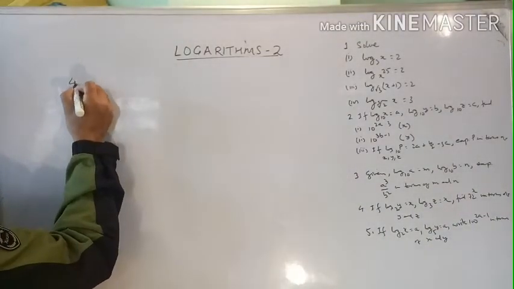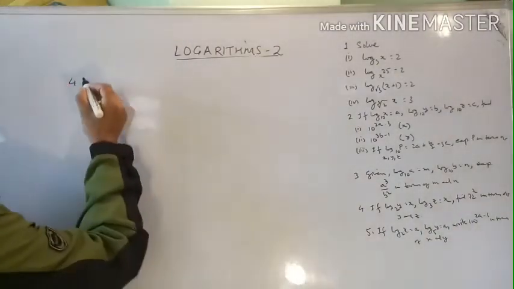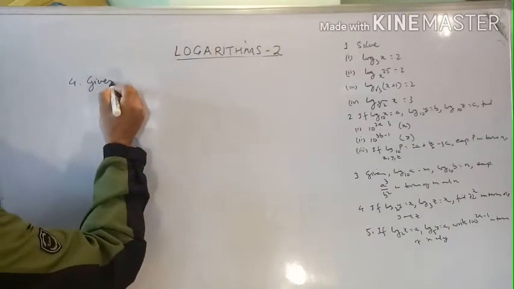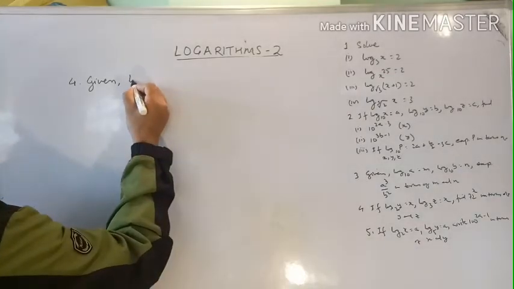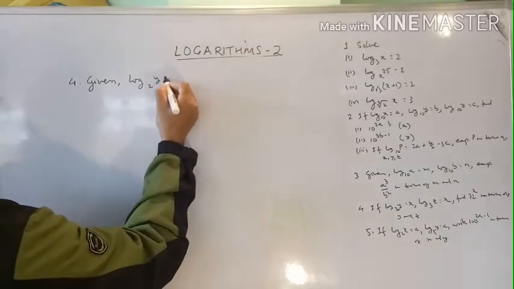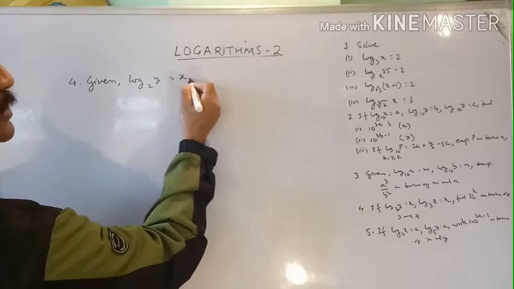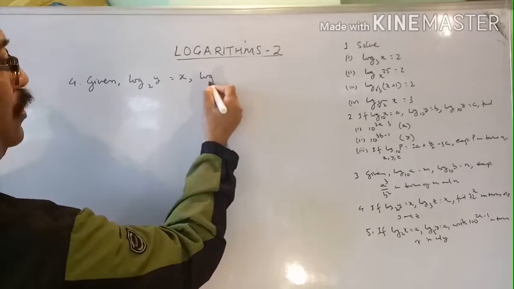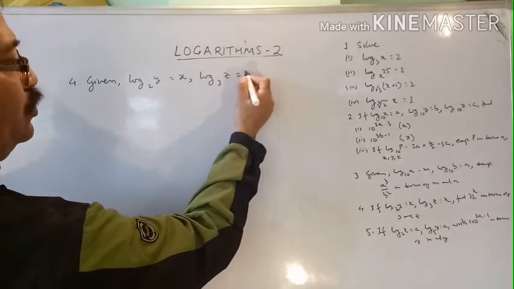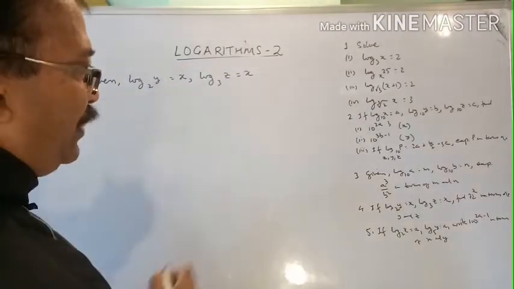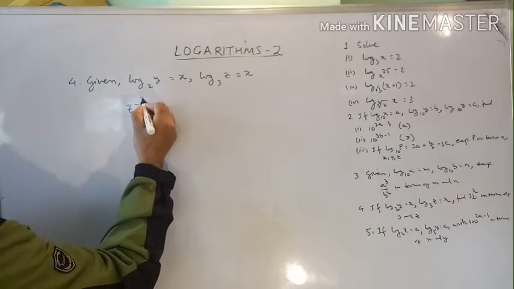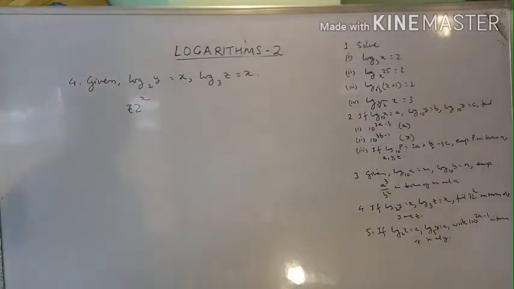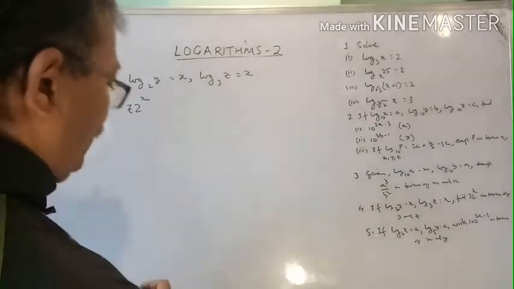Now question number 4, again given log of y to the base 2 is equal to x, and log of z to the base 3 is also x. So we have to find the value of 72 to the power x in terms of y and z. Okay, we have to express in terms of y and z.